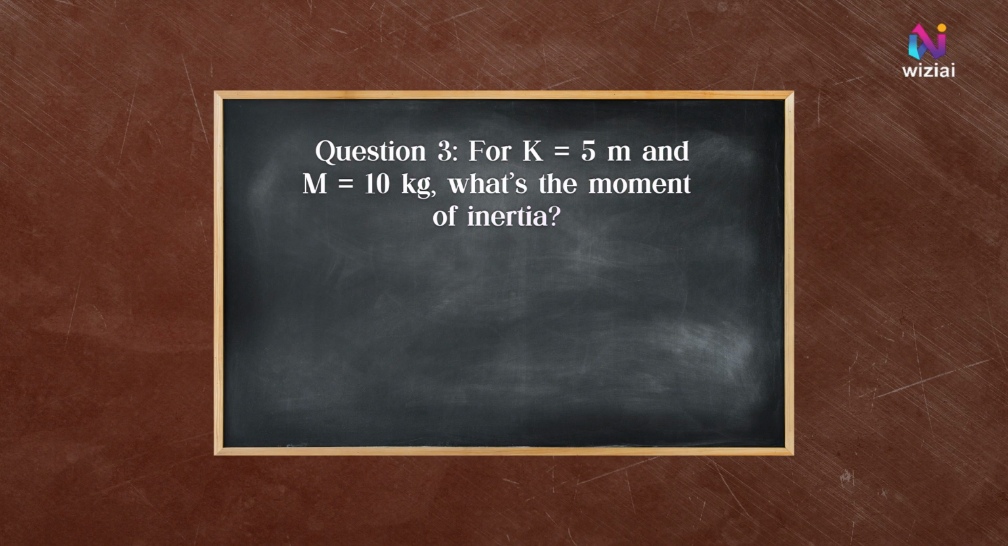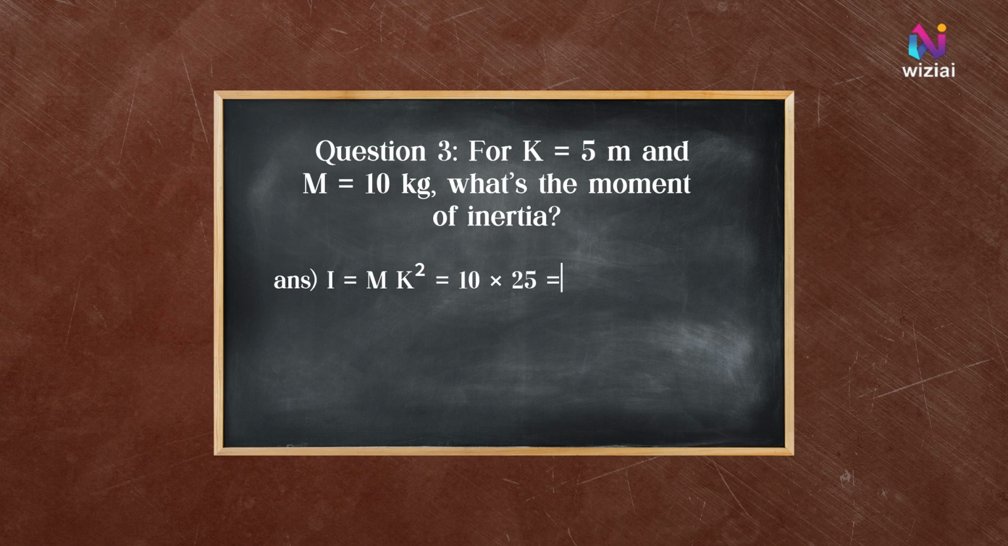And finally, question 3. For k = 5 meters and m = 10 kilograms, what's the moment of inertia? Answer: I = m k² = 10 × 25 = 250 kg·m².